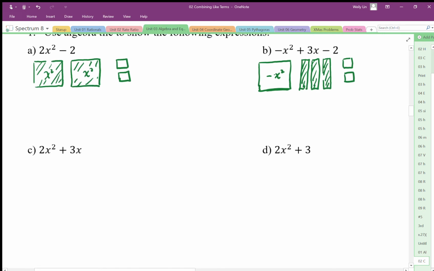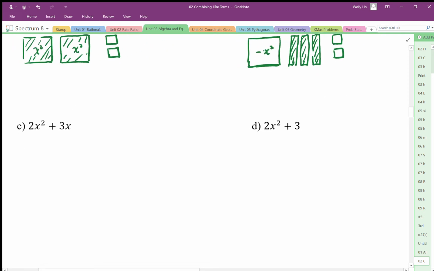Okay, so this one here, 2x squared plus 3x, well, it means I have to draw my two squares, and they have to be filled in. Okay, there's my 2x squared tiles. And my x tiles are going to be like this. I have three of them. And it's very important that you make the length here the same as the length of the x, because they have to match. Those edges need to match.